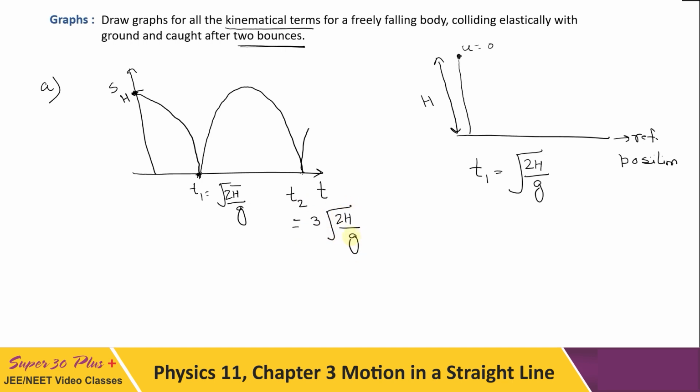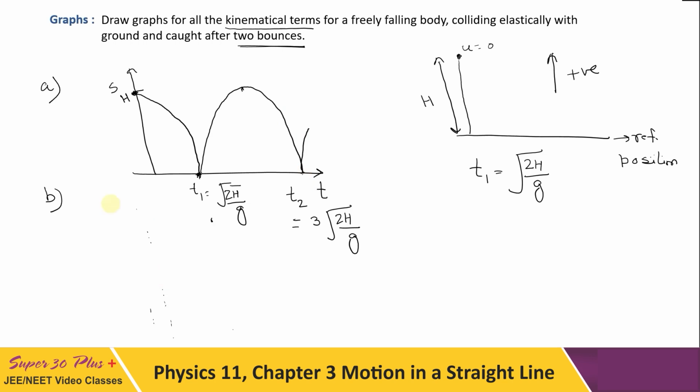Here it is an elastic collision, so it will take time t1 first to come to the ground, again will take the same time t1 to go to the maximum height, and then will take the same time again to come to the ground. So the total time till the second collision will be equal to 3 times root under 2h by g. So this is the displacement time graph.